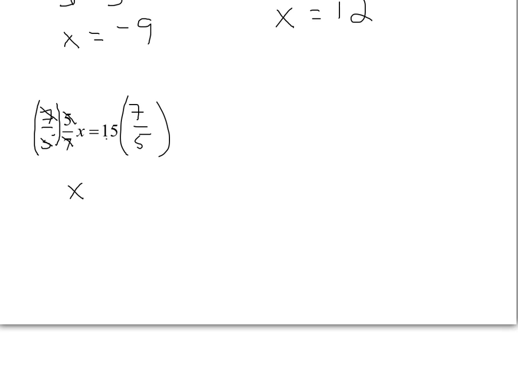On the other side, I'm going to turn this into 15 over 1. Cancel out the 5 between the 5 and the 15. That gives me a 1 there and a 3 there. So 3 times 7 is 21 over 1, or just 21.